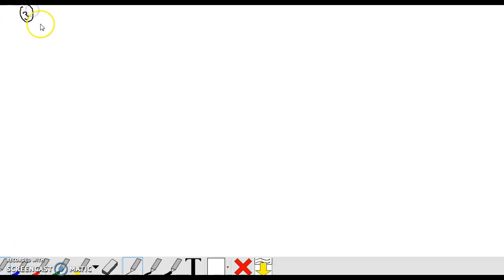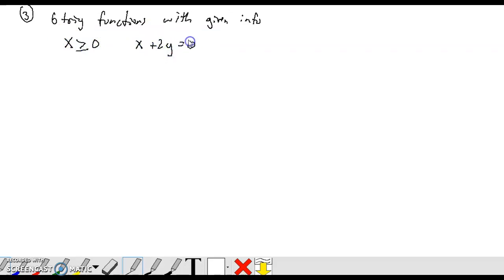So this time, we're going to find all 6 trig functions, this time with given info. So I give you this: x has to be greater than or equal to 0. And I give you this: x plus 2y is equal to 0. So what information did I actually give you? Well, I gave you a line. So right here is your line. And what I did right here is I restricted the domain. So the domain is right there.